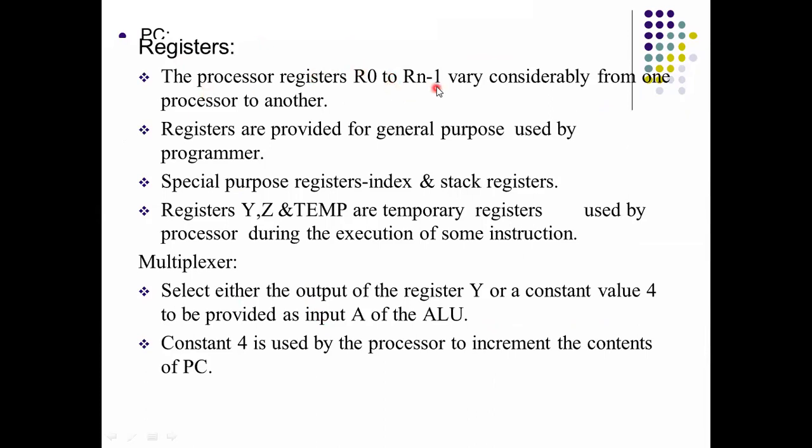Next, registers. The processor registers R0 to Rn-1 vary considerably from one processor to another. Registers are provided for general purpose use by the programmer. Whenever we need registers, we use them. Then there are special purpose registers, index and stack registers. Index registers means source index and destination index registers. Whenever we need index registers, we use them.